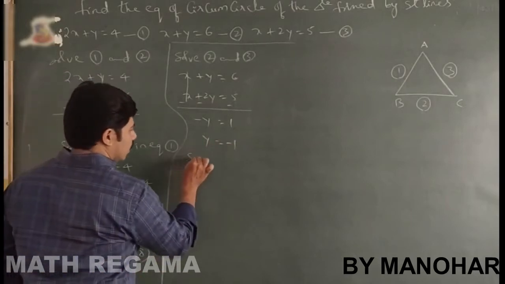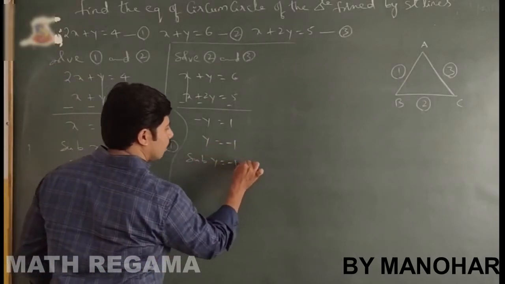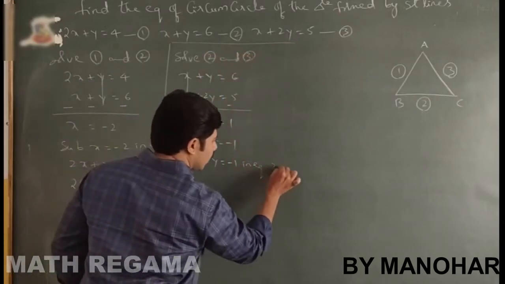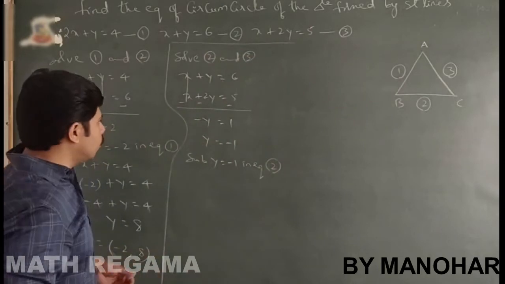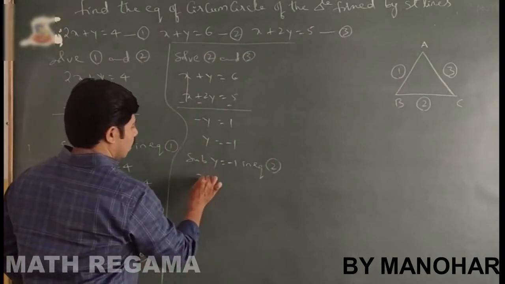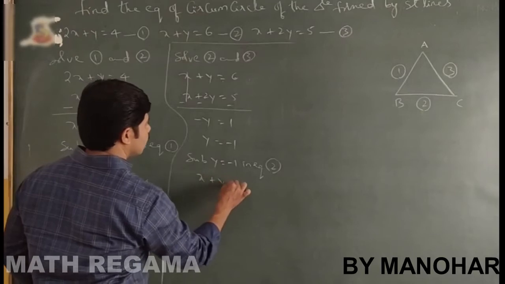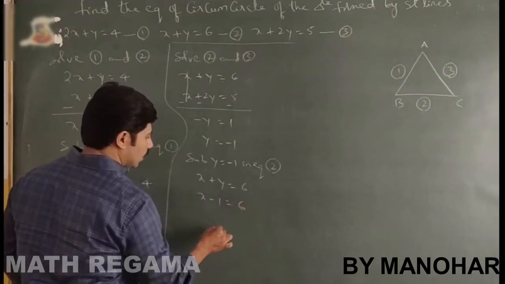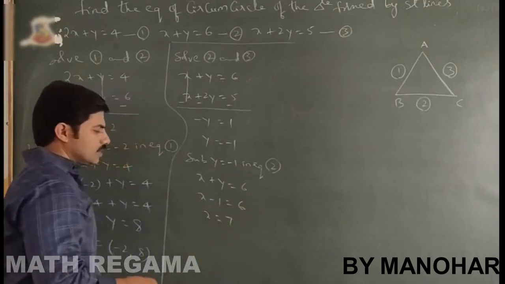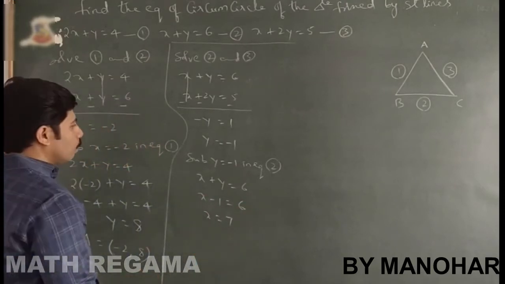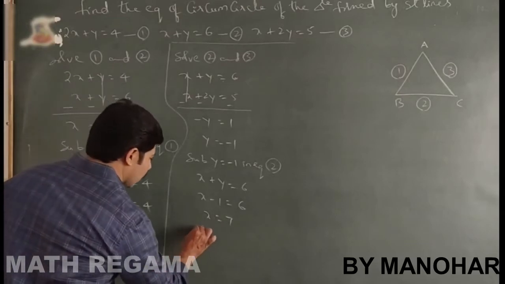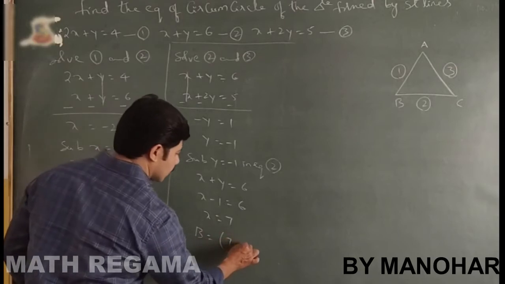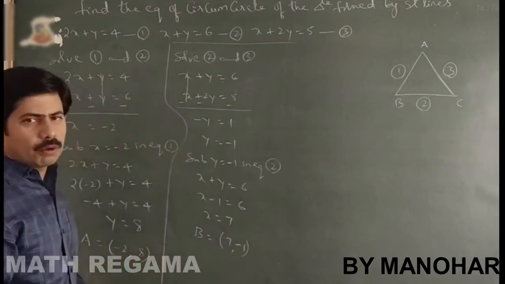Now we get the x value. Substitute y is equal to minus 1 in equation 2 or 3. I am taking equation 2. x plus y is equal to 6 is the equation 2. x minus 1 is equal to 6. x is equal to 6 plus 1, we get 7. Now we got point B. It is 7 comma minus 1.